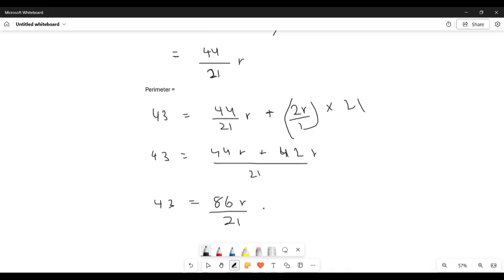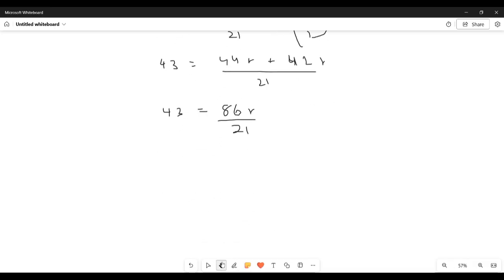Now, when you multiply 21 into 43, because why? This thing now 21 goes up here, no? So 43 times 21 is equals to 86r. So what is 43 times 21? Use the calculator for these stuffs. 43 times 21 is 903.